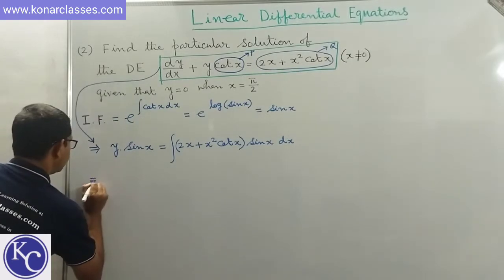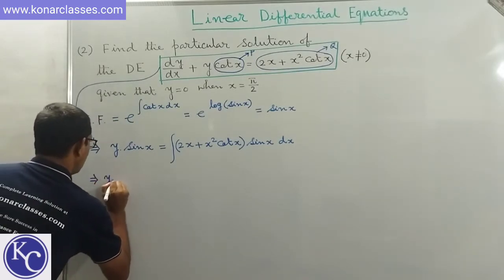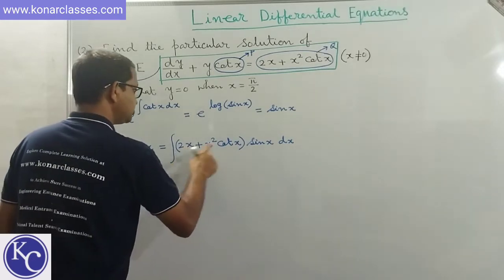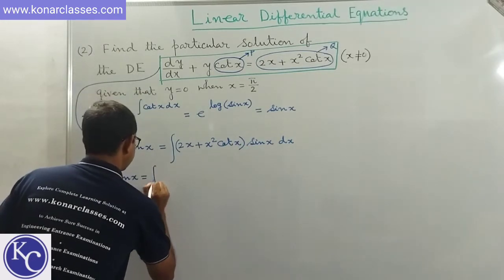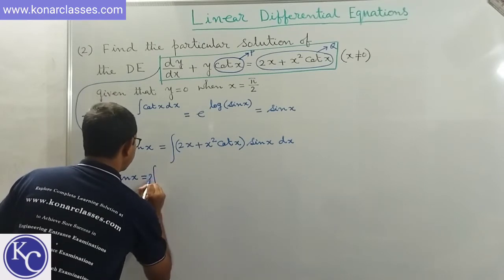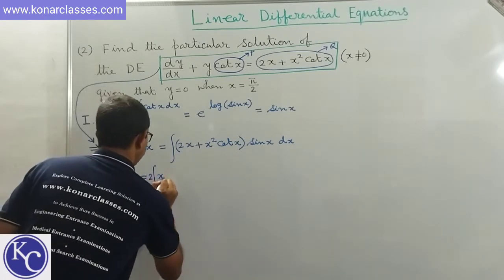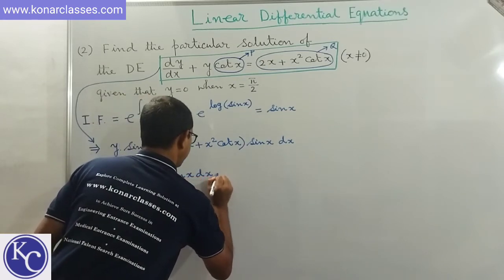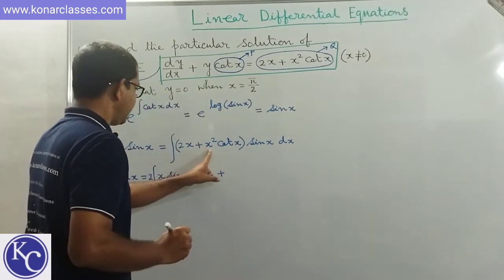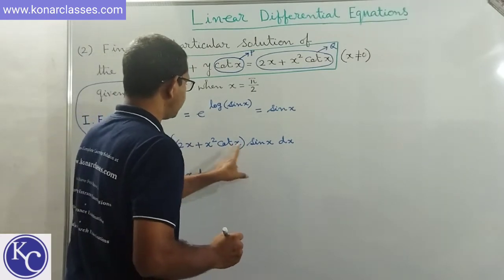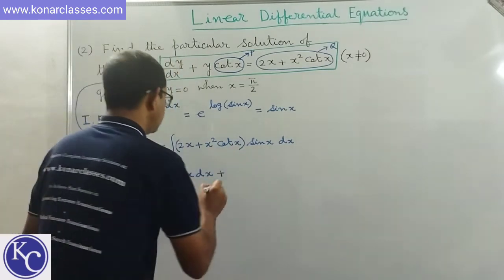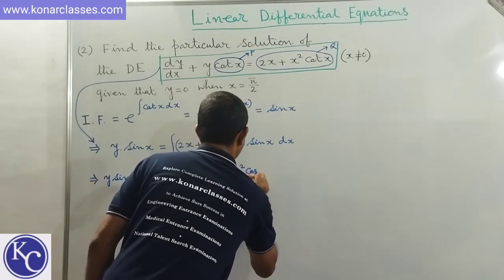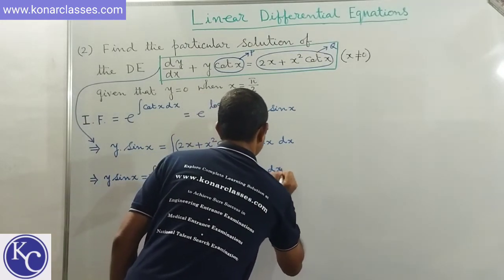So from here, dear students, this implies y sin x is equal to integration of 2x sin x dx plus x square cot x into sin x. So 2 we can take outside of the integration: x into sin x dx plus x square cot x into sin x. Cot x into sin x is what? Cos x. So this is equal to integration x square cos x dx.